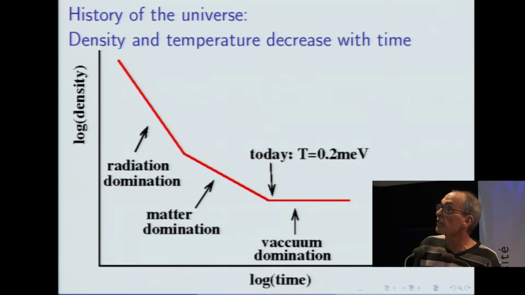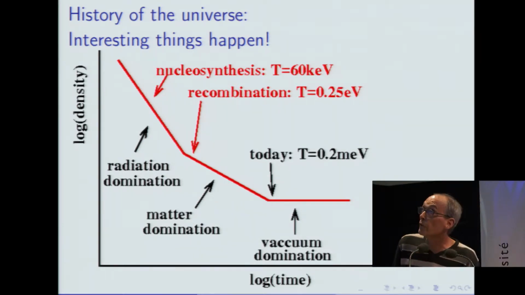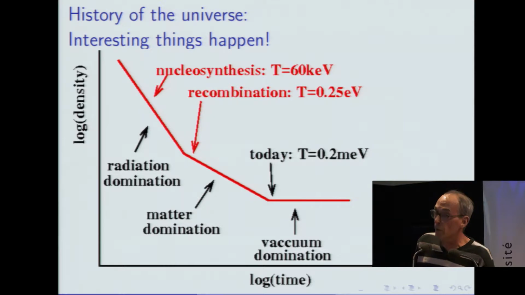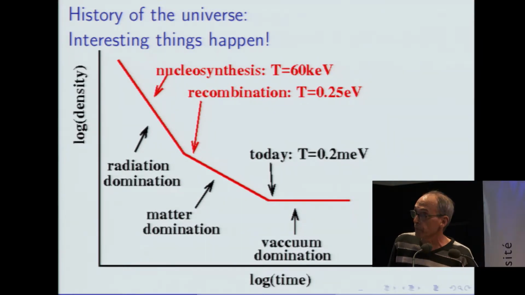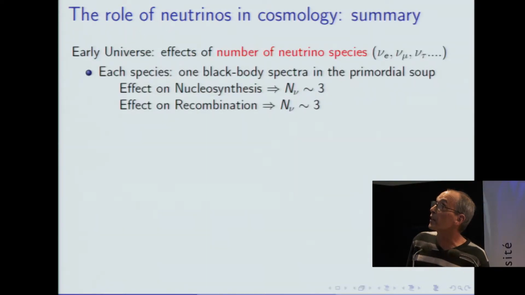Can I shift this? Yes, okay. There are various interesting things that go on. There's nucleosynthesis, where they form the helium and so forth, and then there's recombination, where they form atoms. These are both recombination things: here you form nuclei, here you form atoms. So I'm discovering this as I go along. Let's see what's next. Oh, yes.